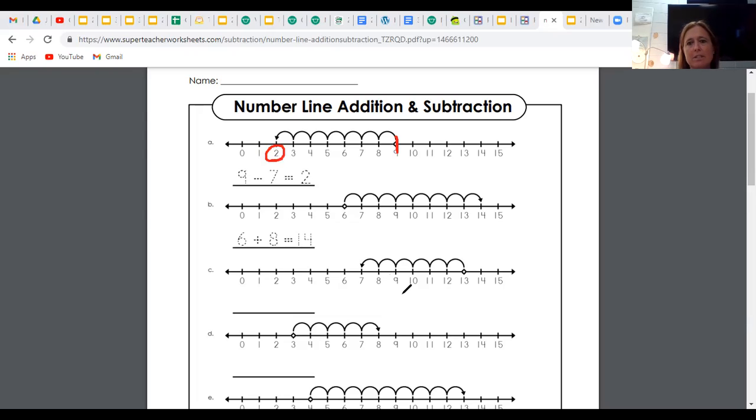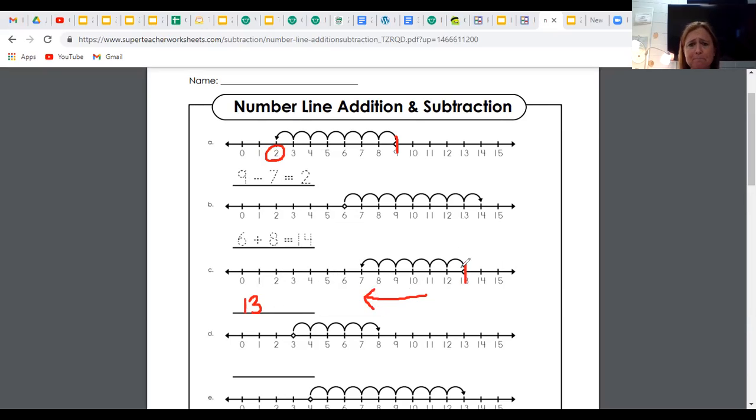So let's do this one together here. We have to come up with the addition or subtraction problem that goes with this number line. So where are we starting? We're starting here at the number 13. So 13 is going to be our first number. And we're moving to the left. And when we move to the left, we are subtracting. When we move to the right, we are adding.